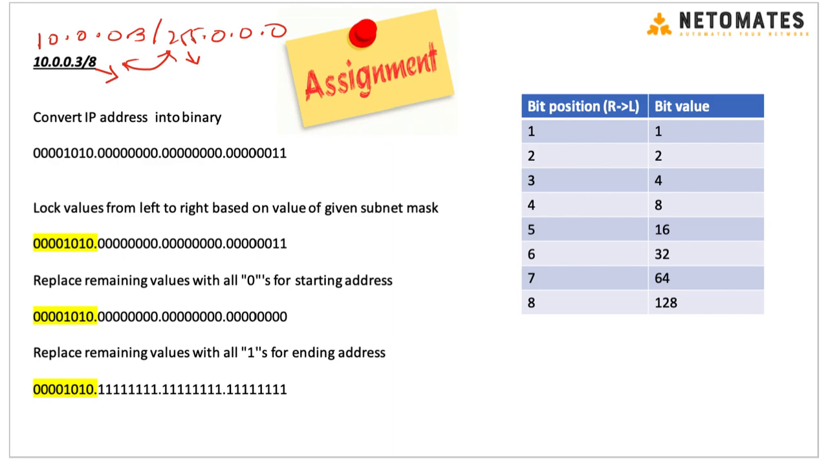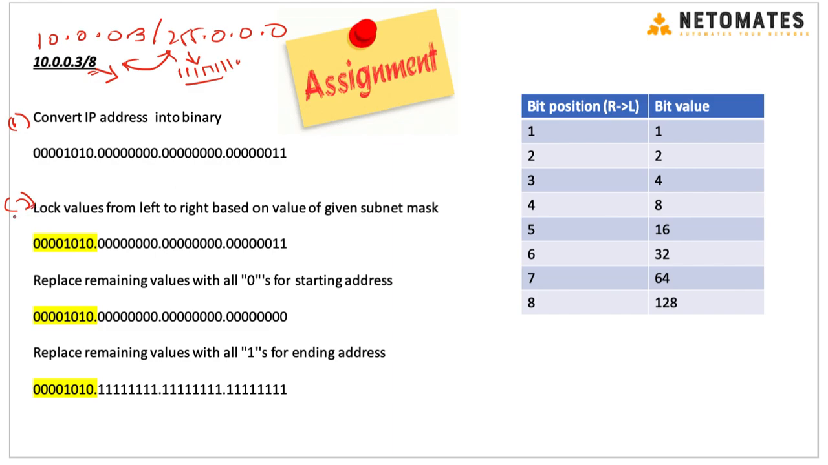255 you need to convert into binary, so it will be 8 ones. So it is stating that for 255, 8 bits you need to lock. Directly from the number 8 we can also tell how many bits you need to lock. The first step is to get the starting and ending address for any given IP and subnet. First you need to convert the IP address into binary format. This is how we convert using this table.